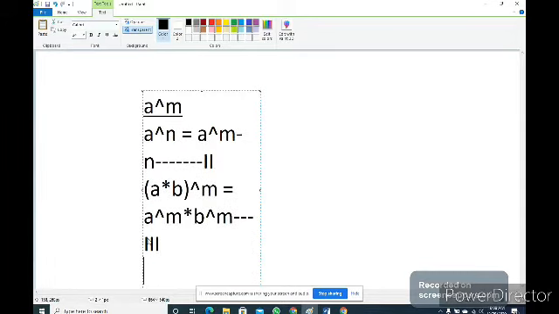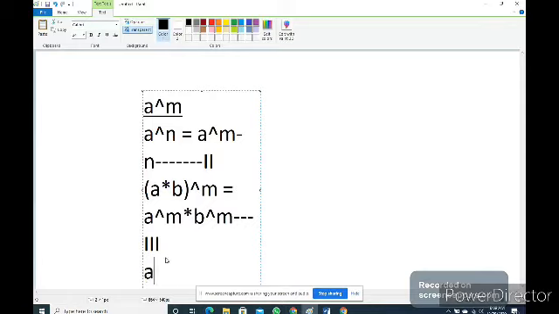Now let's do another one. Now what we have discussed, let's recap. When you are given a to the power of m into a to the power of n, it is equal to a to the power of m plus n. Law number 1. A to the power of m by a to the power of n is equal to a to the power of m minus n. Law number 2. A into b whole to the power of m is equal to a to the power of m into b to the power of m. Law number 3.